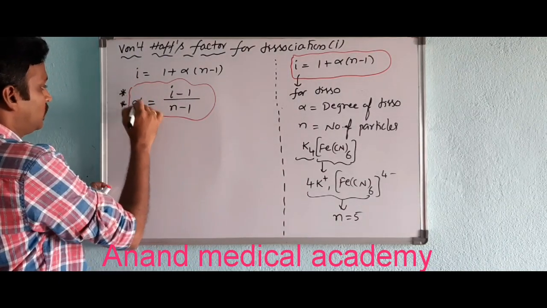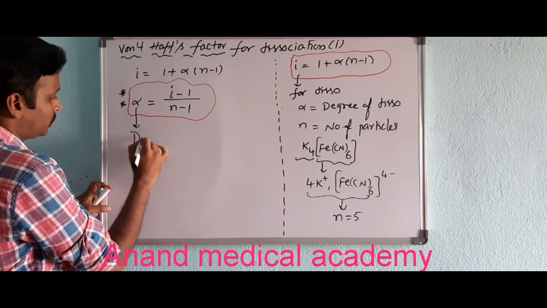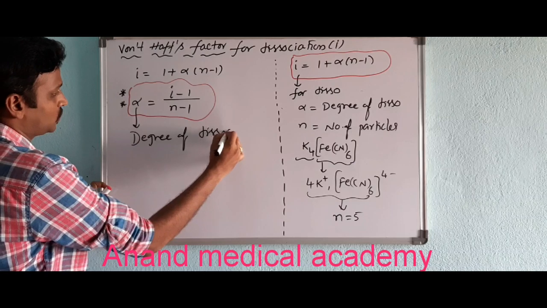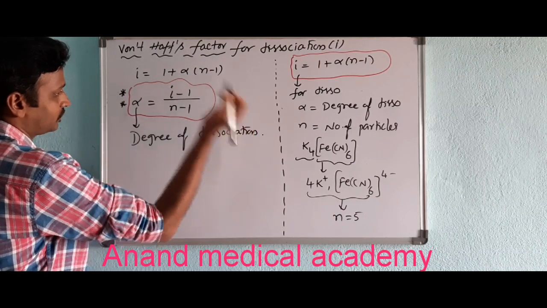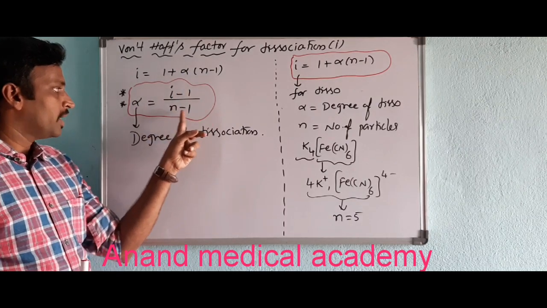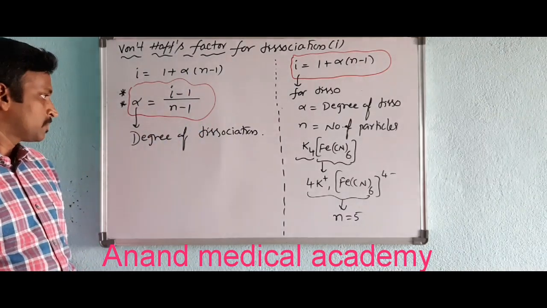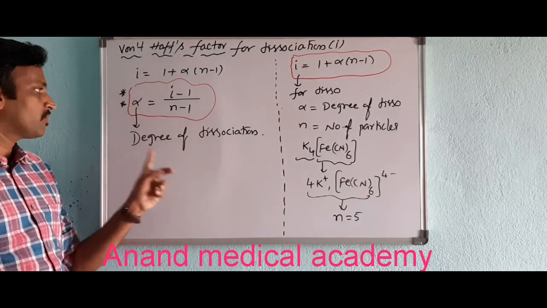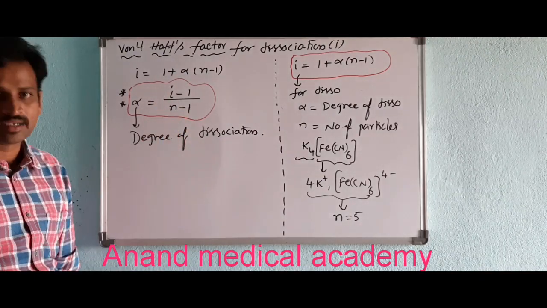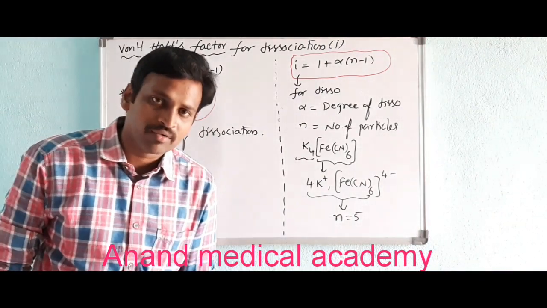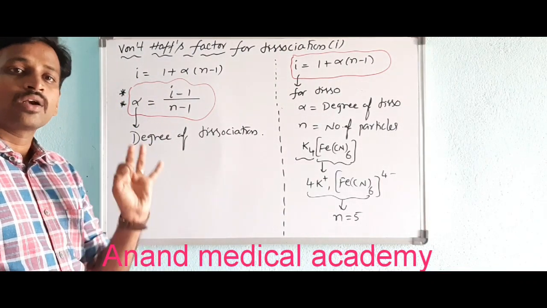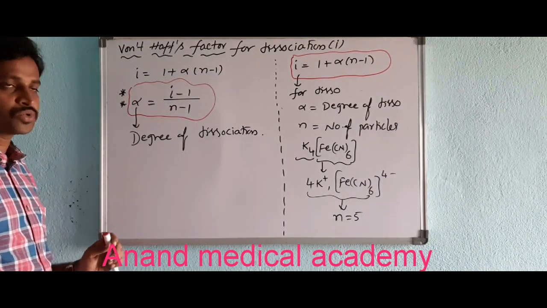Please note this one. This is alpha, which we call the degree of dissociation. Alpha is equal to (I minus 1) by (N minus 1). Degree of dissociation is alpha, where N is the number of particles and I is the van't Hoff factor. Why are we calculating the van't Hoff factor? To apply colligative properties for non-ideal solutions also.